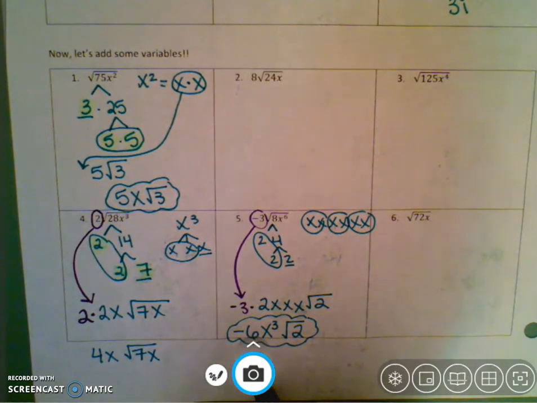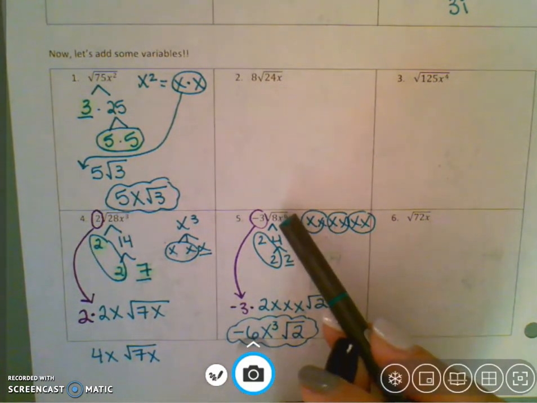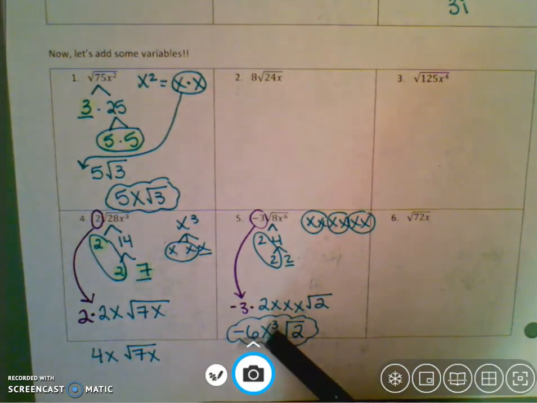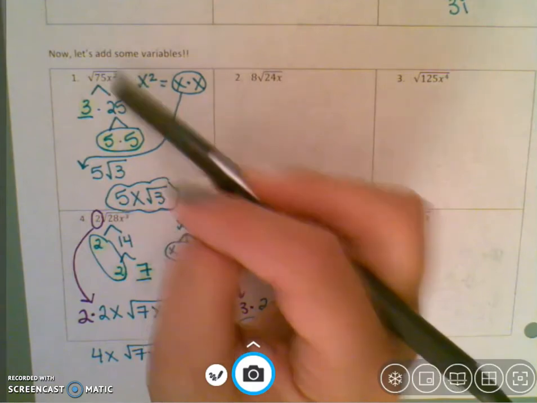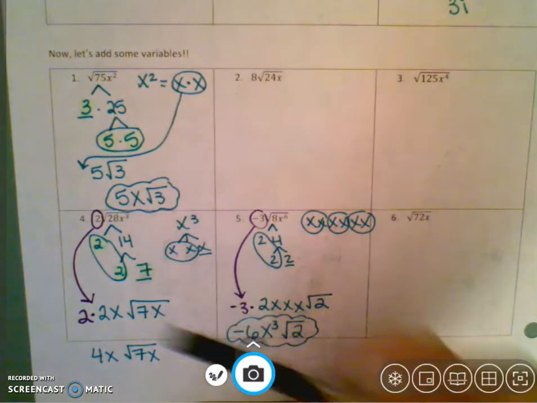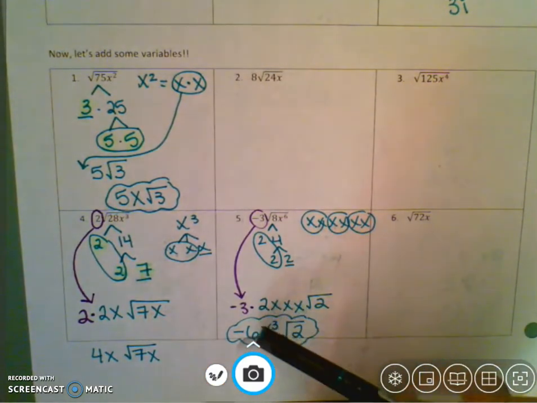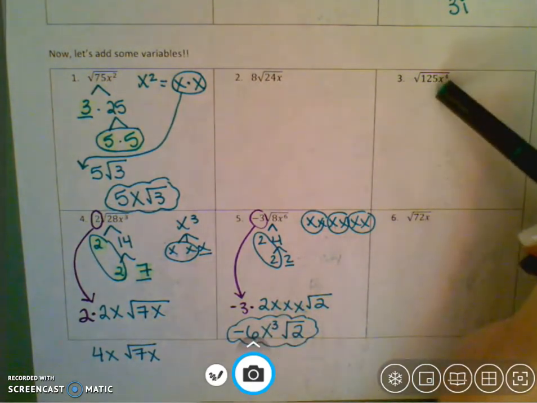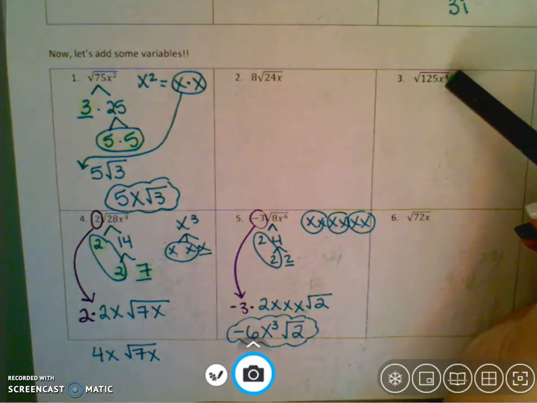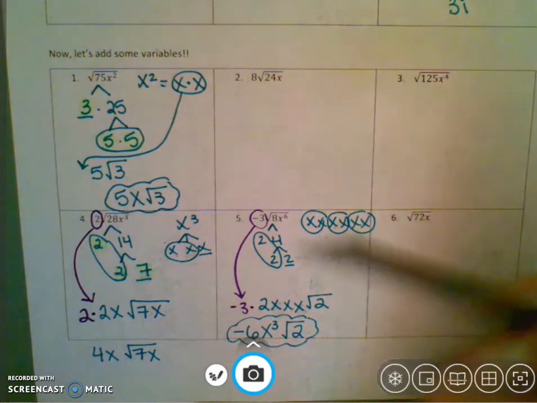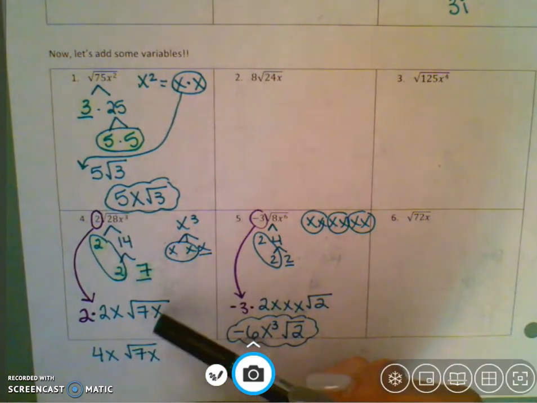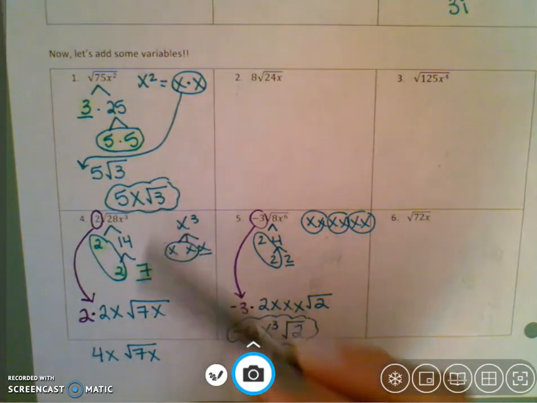You should notice that when it's an even exponent, if you divide by 2, you get the exponent outside. So here, x squared, 2 divided by 2 gives you a 1. 6 divided by 2 gives you a 3. Up here on number 3, it's an x to the 4. So x to the 4 divided by 2 is going to give you an x squared on the outside. The only difference if it's odd is you have one guy left over. So you take one off and then divide by 2.